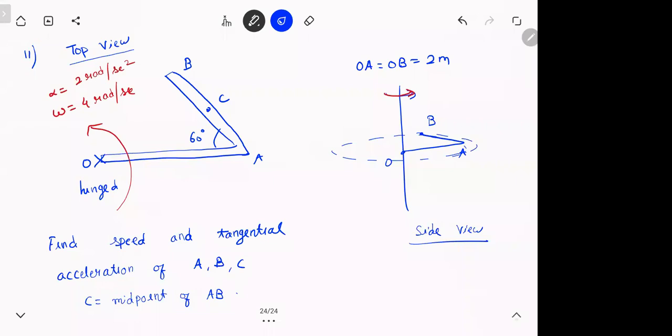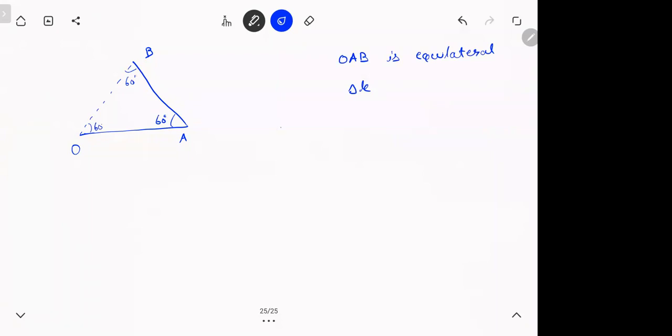I'll show you one. See, first thing, you need to find the distances basically. It's an equilateral triangle. O, A, B. If you just join them now, this is 60. So OAB is an equilateral triangle. Why? Because OA and OB sides are equal, and the angle is 60 degrees. So 60 and 60. Done. So OB's length is also 2 meters.